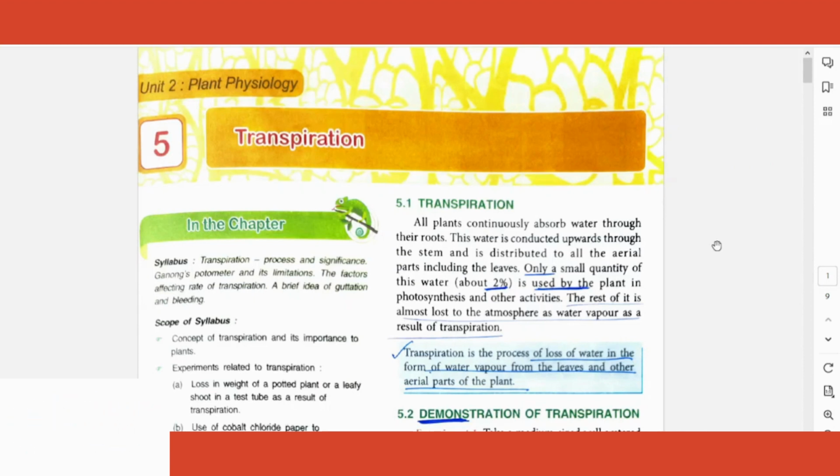Till now, we have covered almost all the chapters: structure of chromosome, genetics, absorption by roots, with all the question answers from the back of the textbook as well.